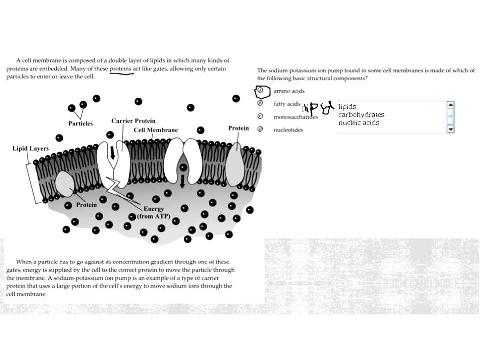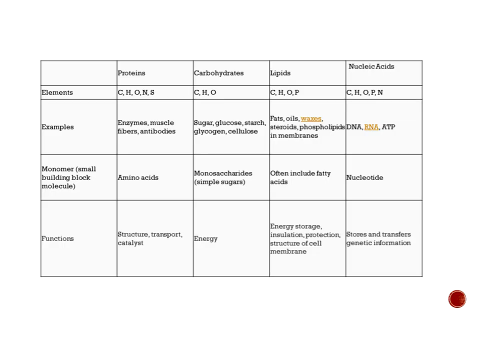Fatty acids are the building blocks of lipids, monosaccharides are the building blocks of carbohydrates, and nucleotides are the building blocks of nucleic acids. So the only correct answer here would be A, amino acids. And again, because of this question stem telling us already that the pump is a protein, that kind of helps lead us in the right direction.